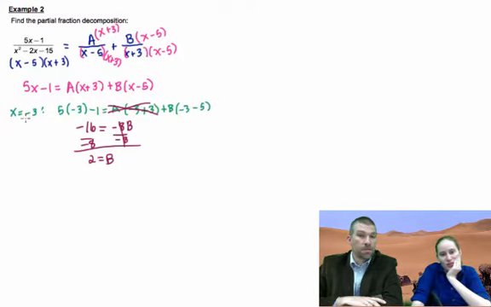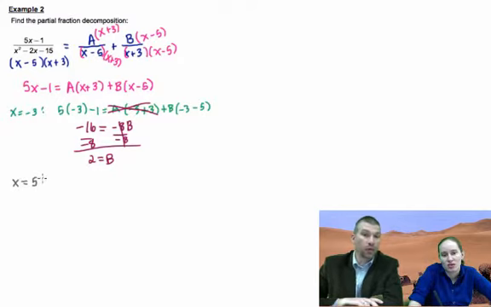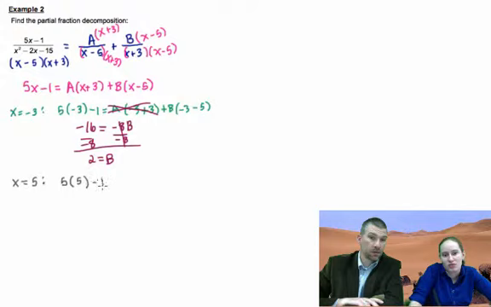The other number that's helpful here then is what if we want to get rid of this one instead? What number would we put in for x? 5. Put a 5 in there. So everywhere that x is, we're going to put in a 5.